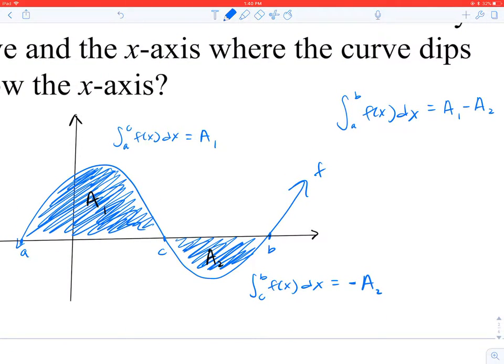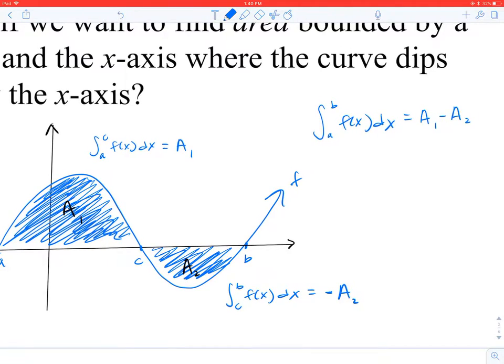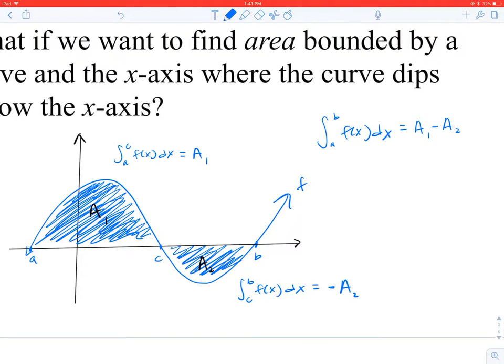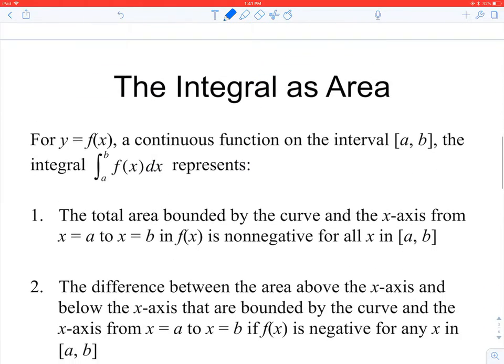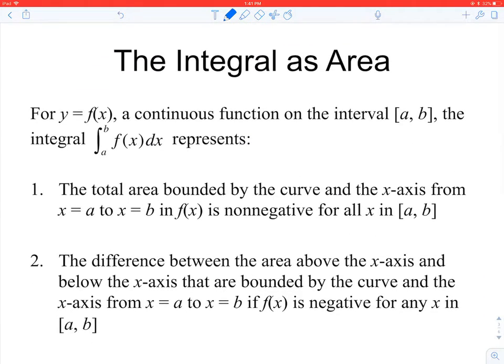So if the area below the x-axis is smaller than the area above the x-axis, then we would still end up with a positive value for the definite integral. But if the area below the x-axis was greater than the area above the x-axis, then we would end up with a negative value for the definite integral. However, that's not what our goal is in this section.